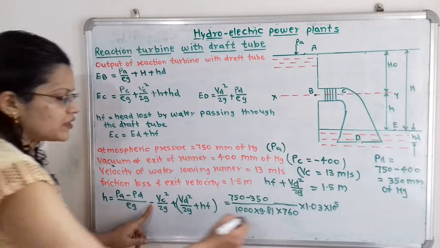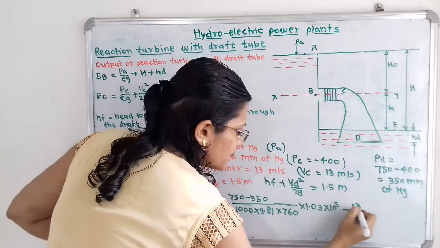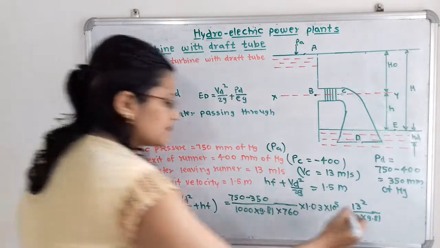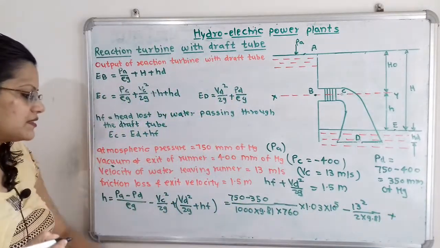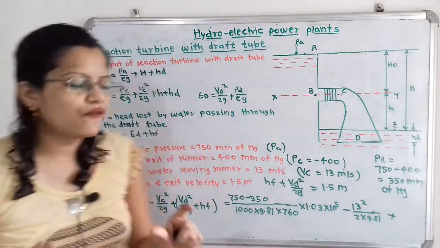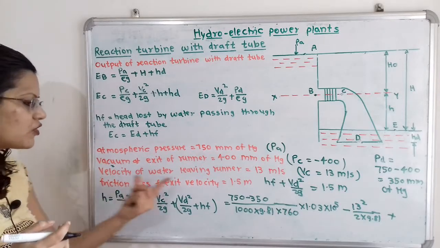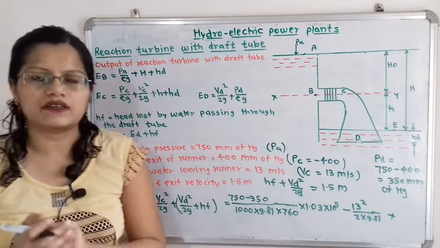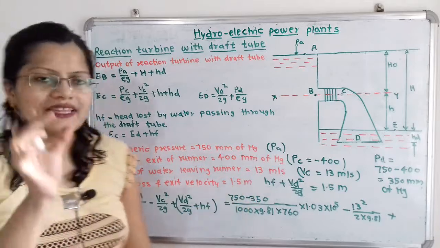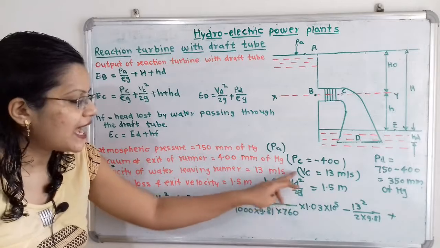Now we move to the next term: minus Vc square by 2g, that is 13 square by 2 into 9.81, plus Vd square by 2g, plus hf. Here the exit velocity head is given. Why have we taken Vd square by 2g? Because the friction loss and exit velocity are given in meters. When it is given in meters, that means it is a head, and that's why Vd square by 2g is the kinetic head.